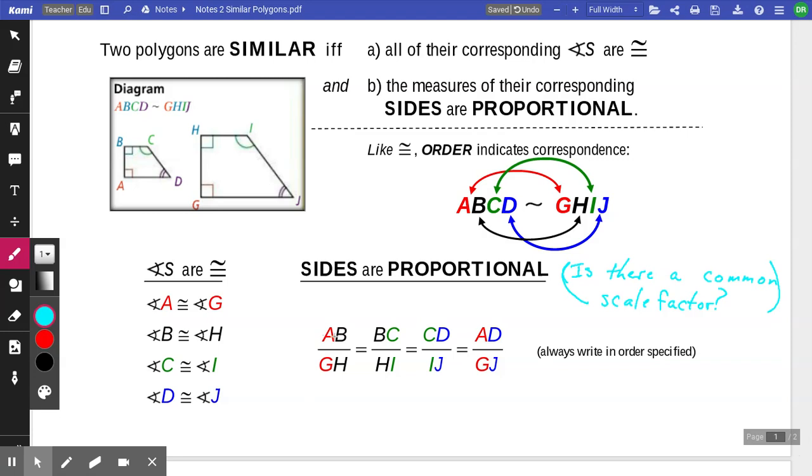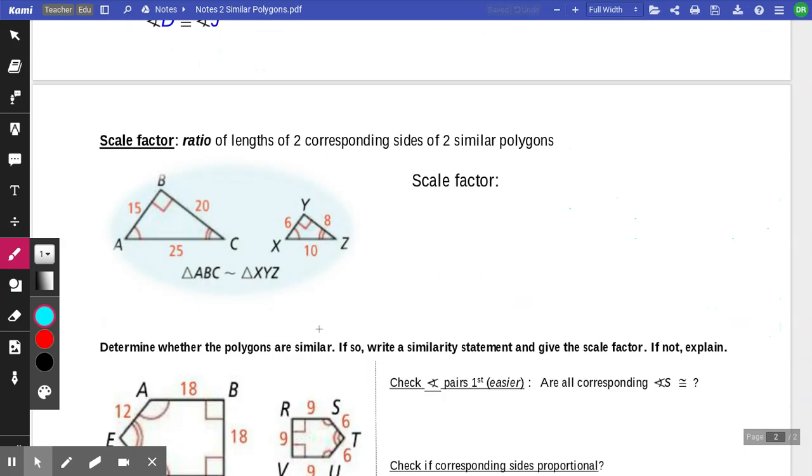One last thing before I leave. The reason that there's 4 fractions here is because each of these figures has 4 sides. So we have 4 pairs of sides to investigate. But let's look at an actual example with actual values.